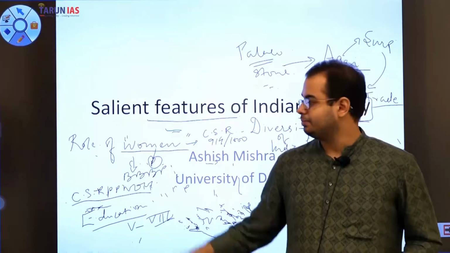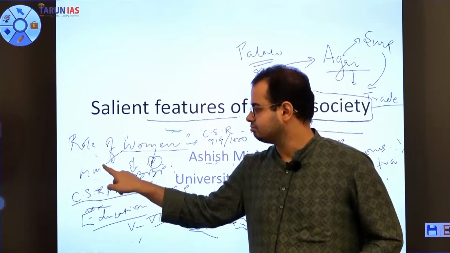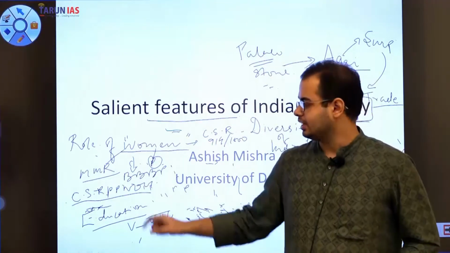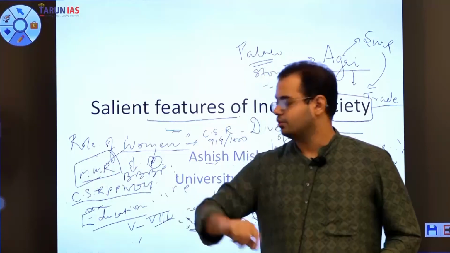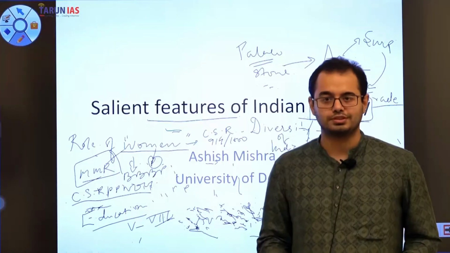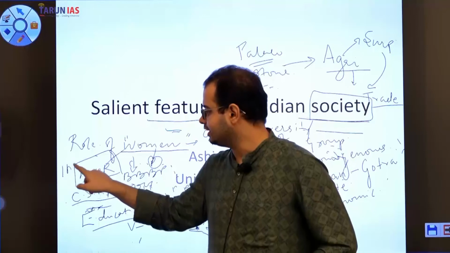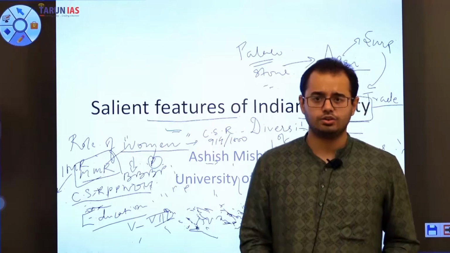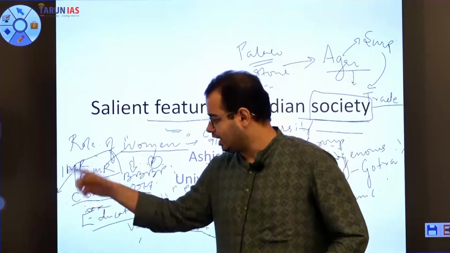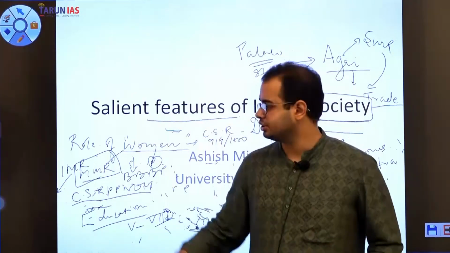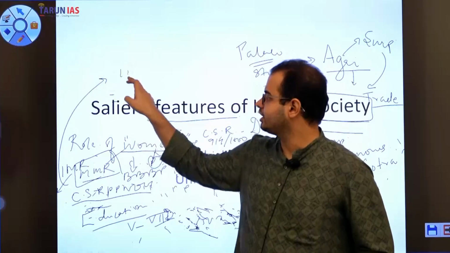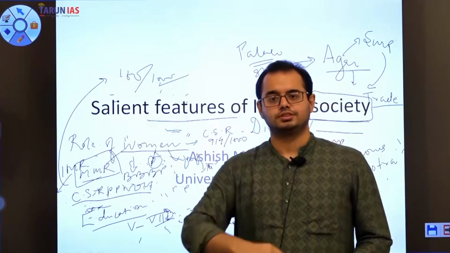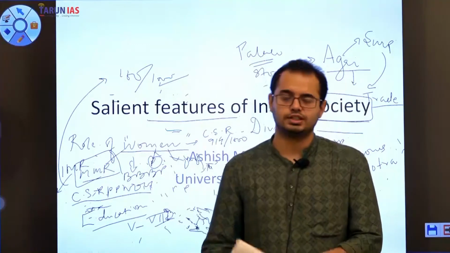For example, the maternal mortality rate is a glaring example of how we are not well suited for this. For example, the infant mortality rate is again very glaringly high. The National Health Mission's target is to make it 100 per 1000 births. But it is more in some states, it is less in some states.